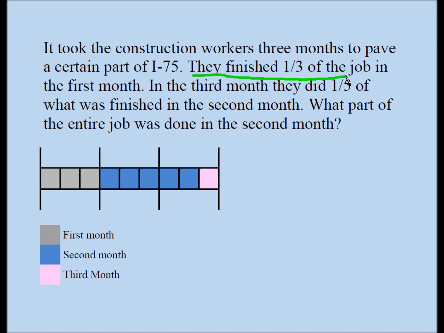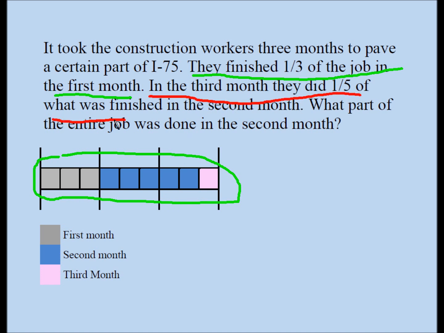They finished 1/3 of the job in the first month. Well, that's correct. This is 1/3. Gray is 1/3 of the whole job. This is the whole entire job. Gray is 1/3. Okay, we took care of that. Let's read the second line. In the third month, they did 1/5 of what was finished in the second month. So in the third month, they did 1/5 of this. 1, 2, 3, 4, 5. If this is 5, and the third month is 1, that's 1/5. So that's correct. So I have a decent picture that I can live with.